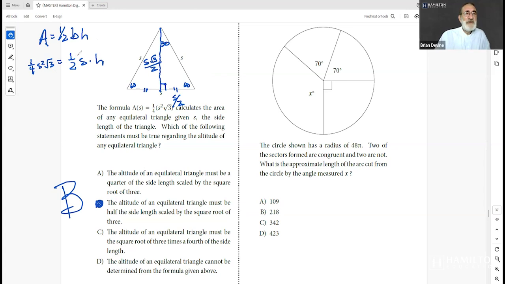And if I take factor 1/2 S from both sides, I get 1/2 S root 3 must be the height, which is exactly what B says as well. And so S root 3 over 2, 1/2 S root 3, B is still your answer.